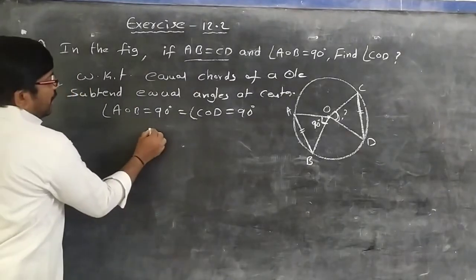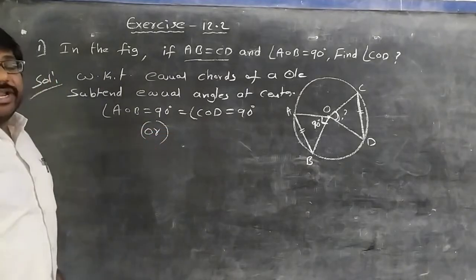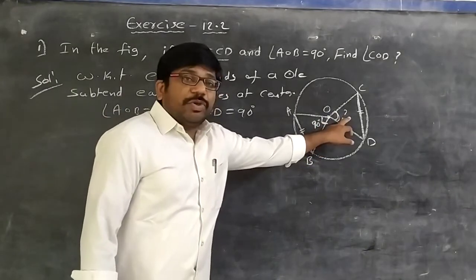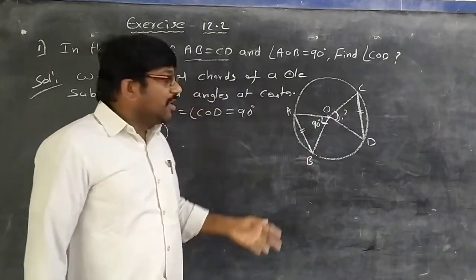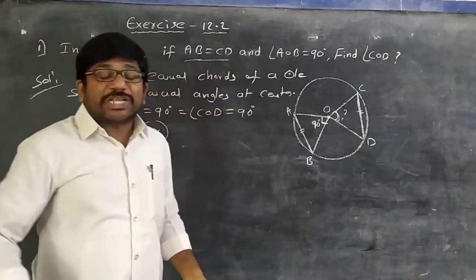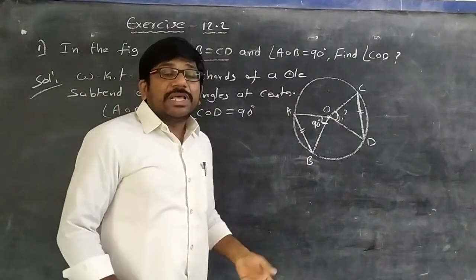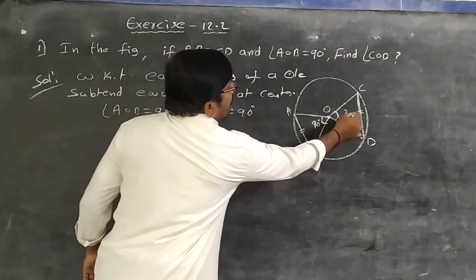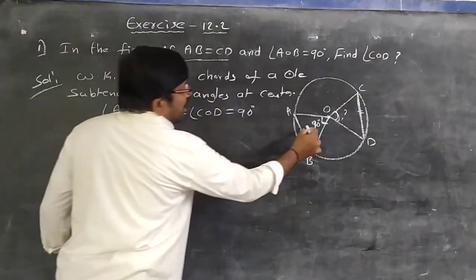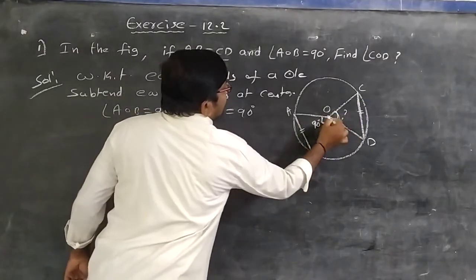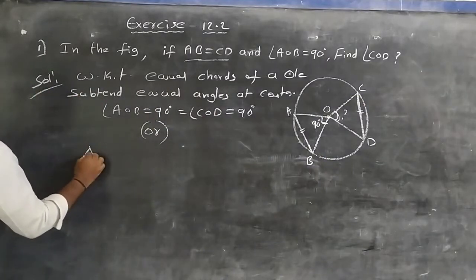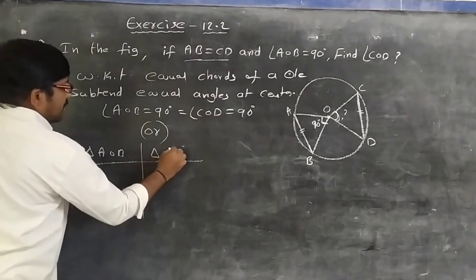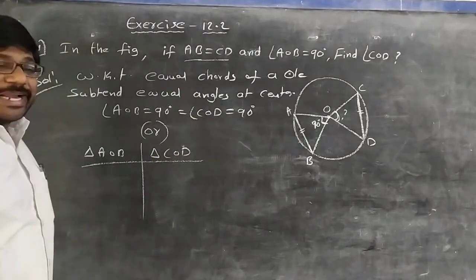Or we can do it another way. That is the easiest method. First we have to prove these two triangles are congruent. If these two triangles are congruent, then their corresponding parts are equal. That is another method, right? First we have to compare corresponding parts of these two triangles. The first triangle AOB, second triangle COD.